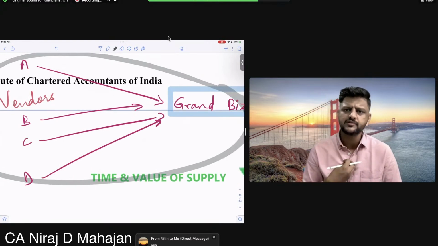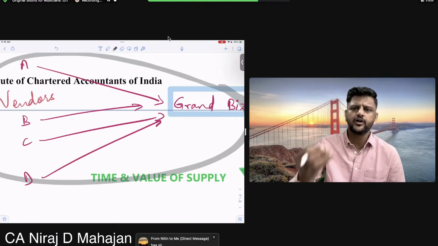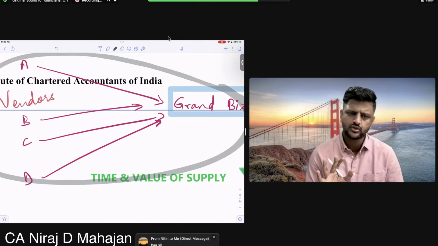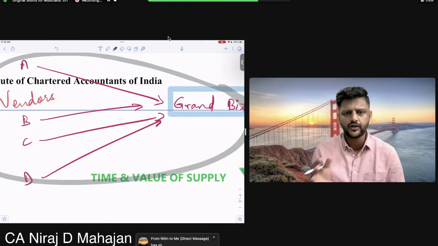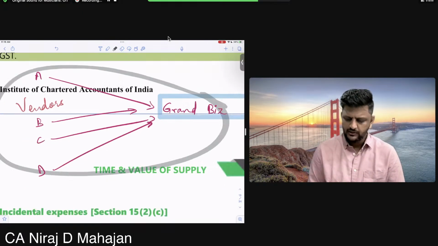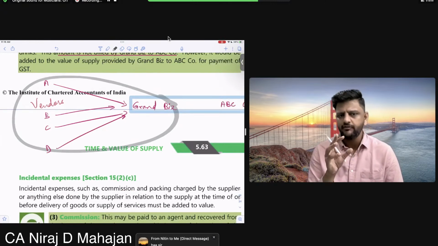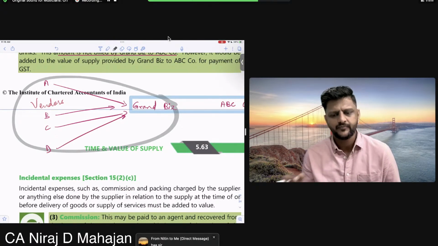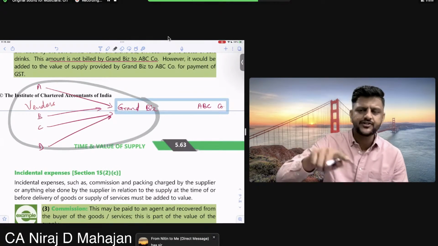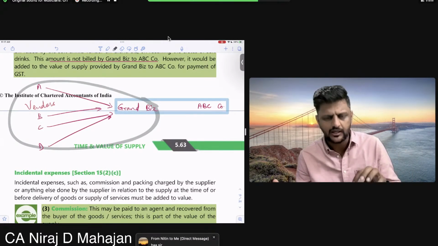The catering person is only concerned with the catering bill. Flower decoration, my flower decoration bill. Music system, these are my charges. Understood? Okay. So here you understood Grandbiz is liable to make payment to the vendors. Now, this entire chain is for a single event, let us say. So they are connected. These transactions are connected. Use common sense now.